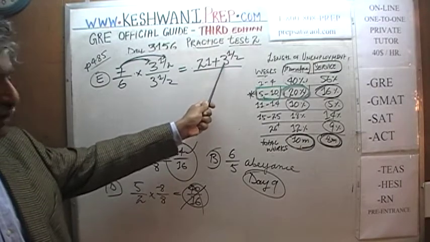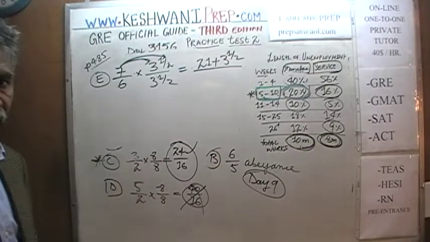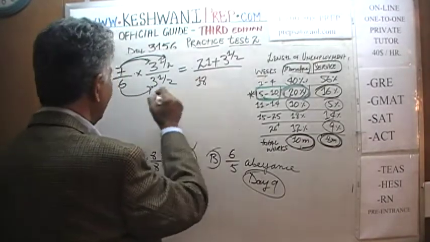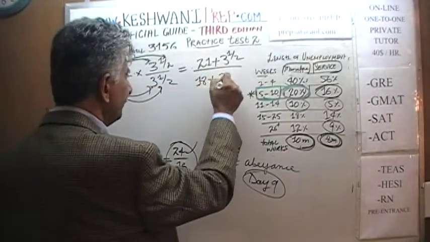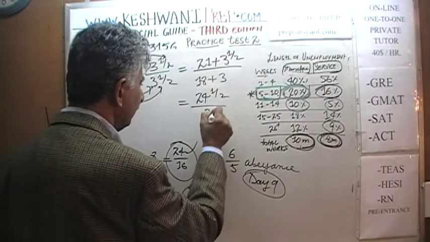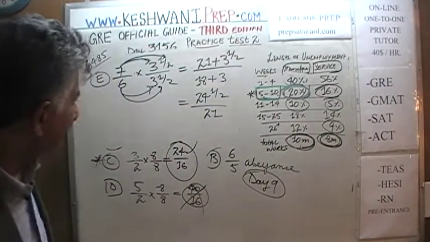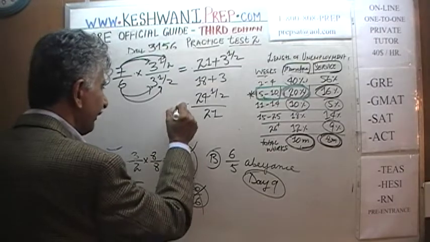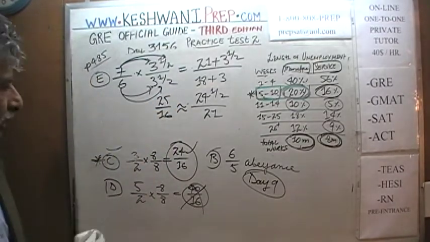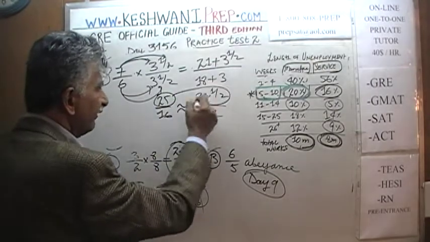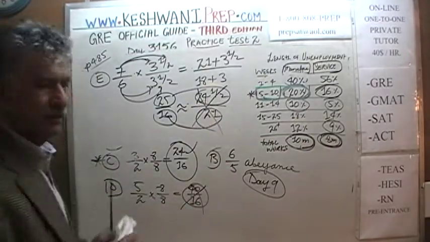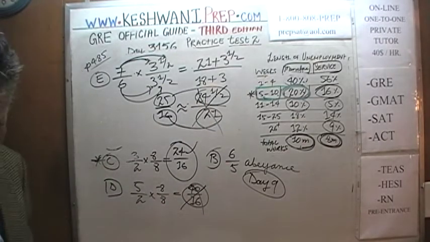So now since top is very close to what we have there, we'll see how far the bottom comes. 6 times 3 is 18, and half of 6 is 3. So what we end up with is 24.5 over 21. Do you think that is approximately the same as 25 over 16? Of course not. 25 is approximately the same as 24.5, but look how far the bottom is. It does not work. Do you understand? It's not going to work.